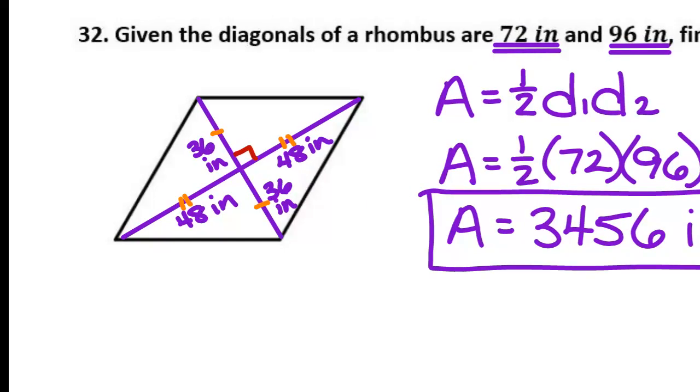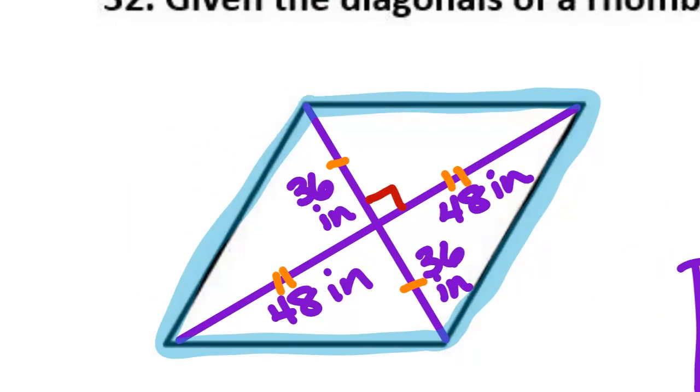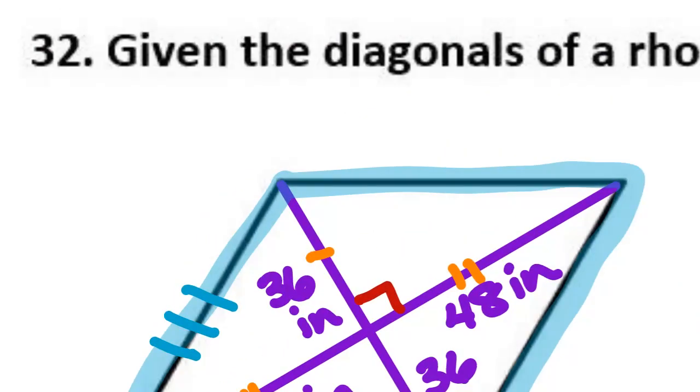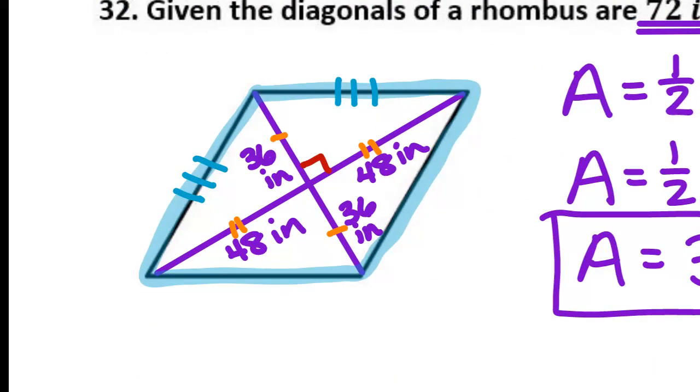Now we also want the perimeter. The perimeter is the distance all the way around the outside, right? What do we know about all the sides on a rhombus, though? They're equal. So this side over here is the same size as this side here, is the same size as this side here, is the same size as this side here. So if I can find one of them, then I can find all four, right?